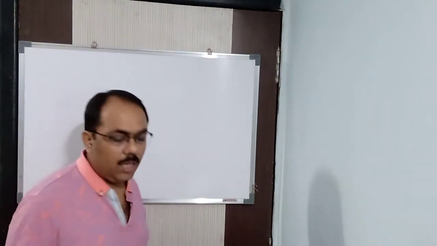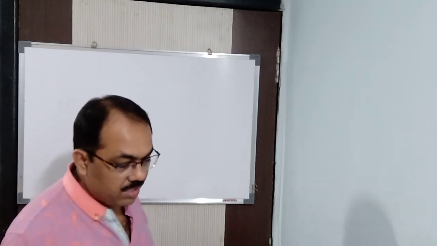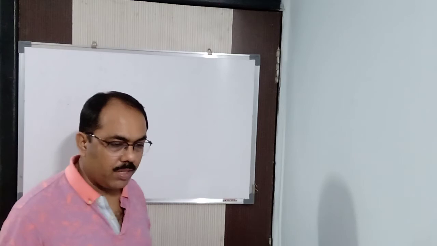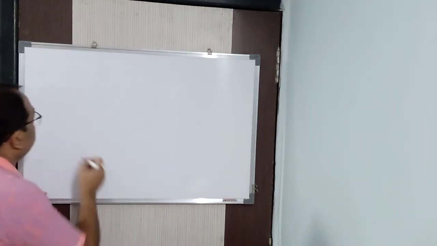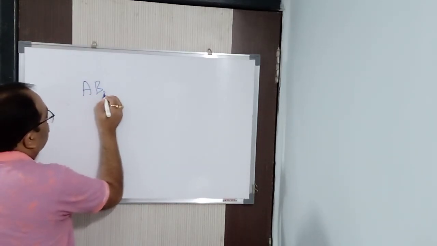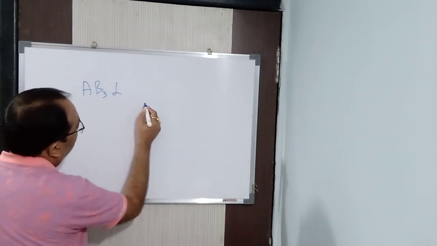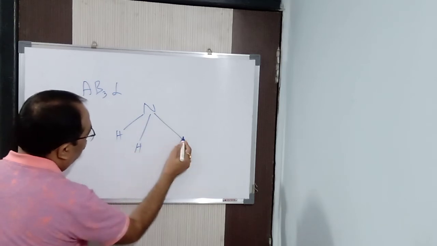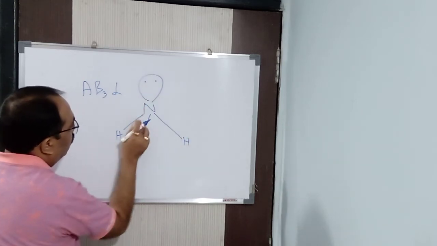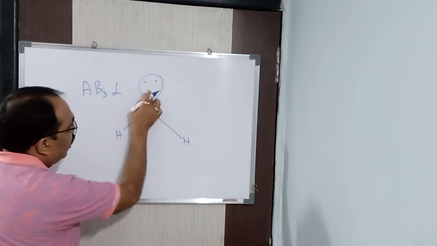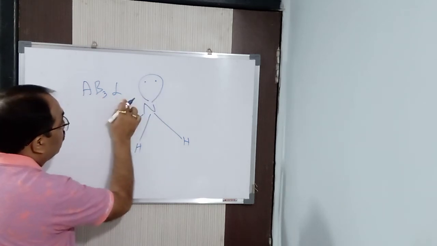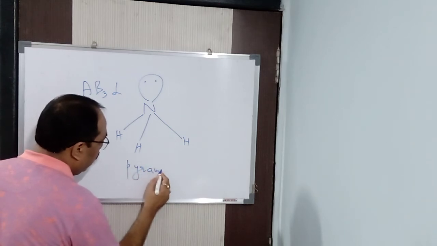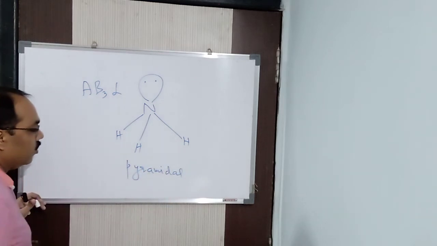Now, next, I said you already about AB3L. Another example is coming to my mind, AB3L, a very important one, for that reason I am discussing this with you. So it will be the NH3 molecule, ammonia. Here A has 3 B's and 1 L, so it is AB3L. What is the name of the structure? Pyramidal. One example of an AB3L molecule is pyramidal.